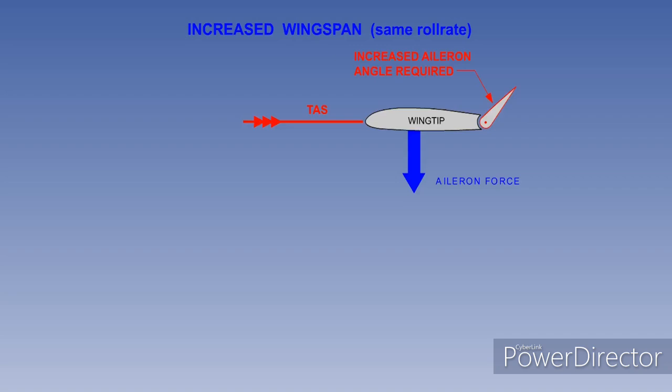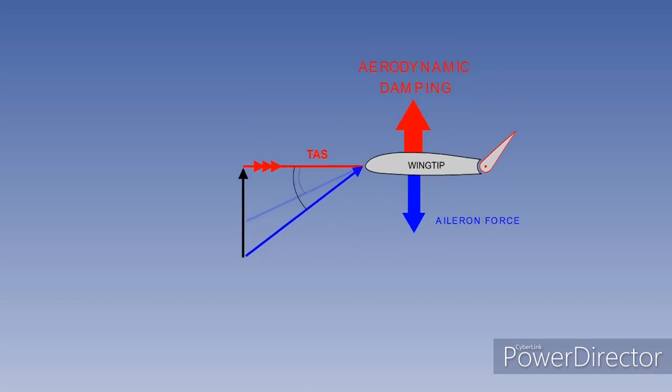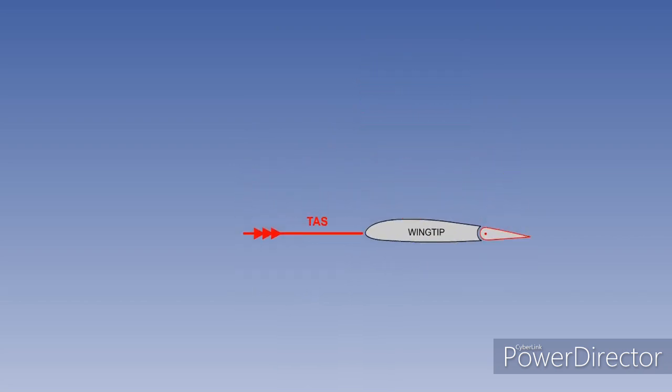To achieve the same rate of roll with an aircraft of greater wingspan, the ailerons must be deflected through a greater angle. Because the wingtip is further from the CG, the wingtip has to move downwards through the air faster, increasing aerodynamic damping.